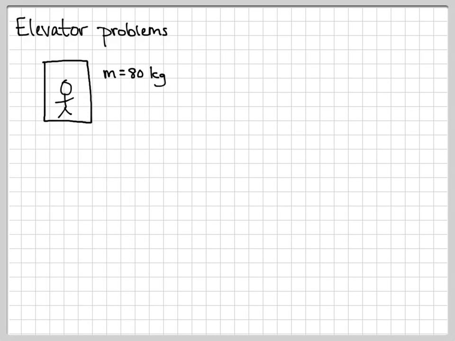We are continuing our talk about forces. In this video, we're going to work a couple of example problems that are pretty standard. We're going to start with the elevator problem. We are interested in the forces acting on the guy in the elevator.